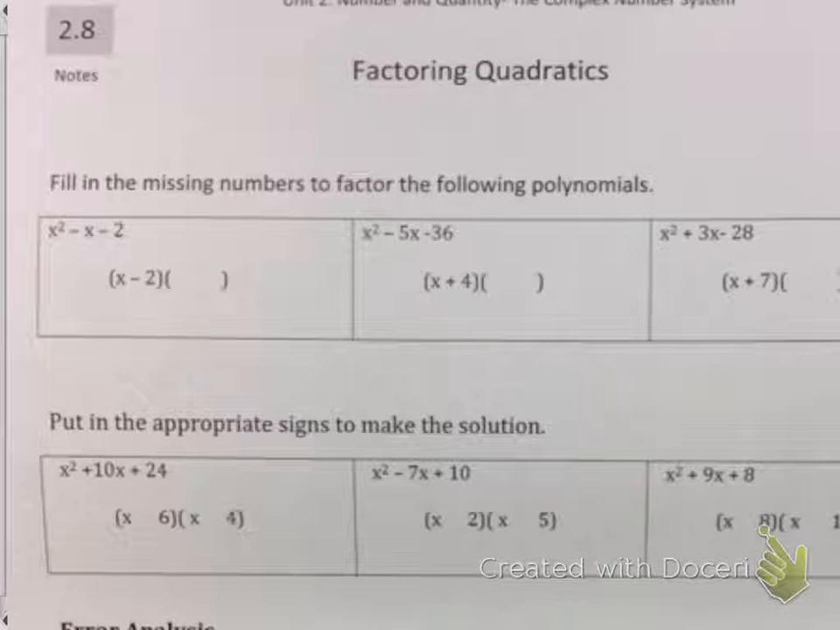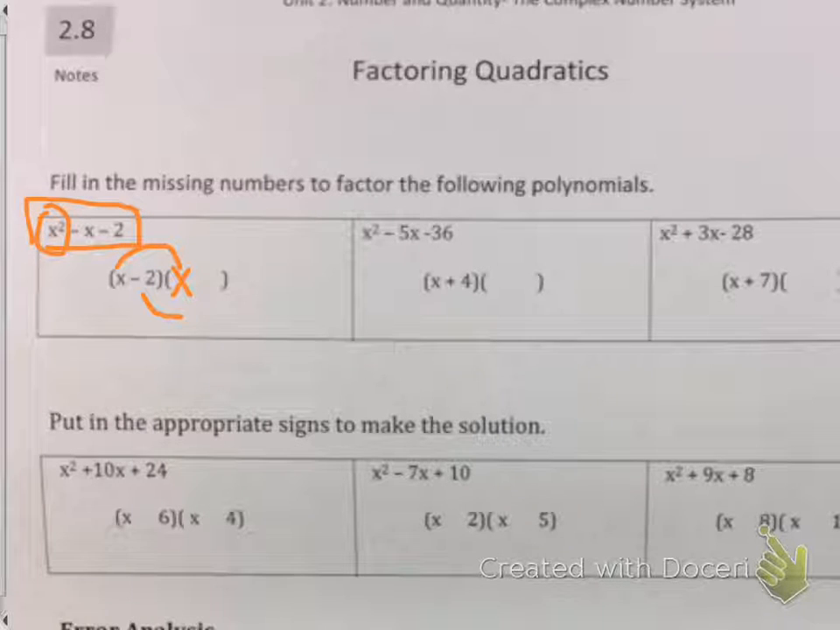This is Note Taking Guide 2.8. We're going to factor quadratics. So really when we're talking about factoring, we're really just talking about doing the FOIL method backwards. So if this was my answer from the FOIL method, what did I multiply x by to get to this x squared? Well, I multiplied it by x, so x goes in my parentheses here.